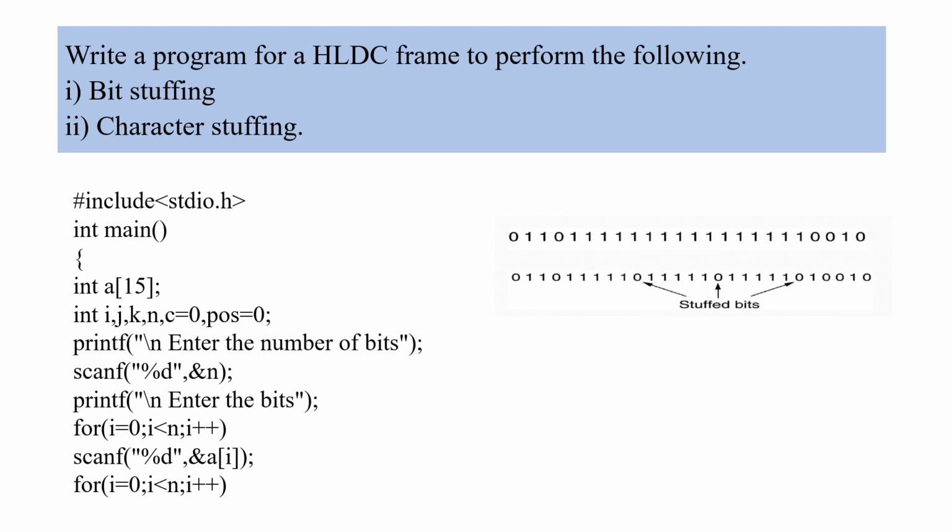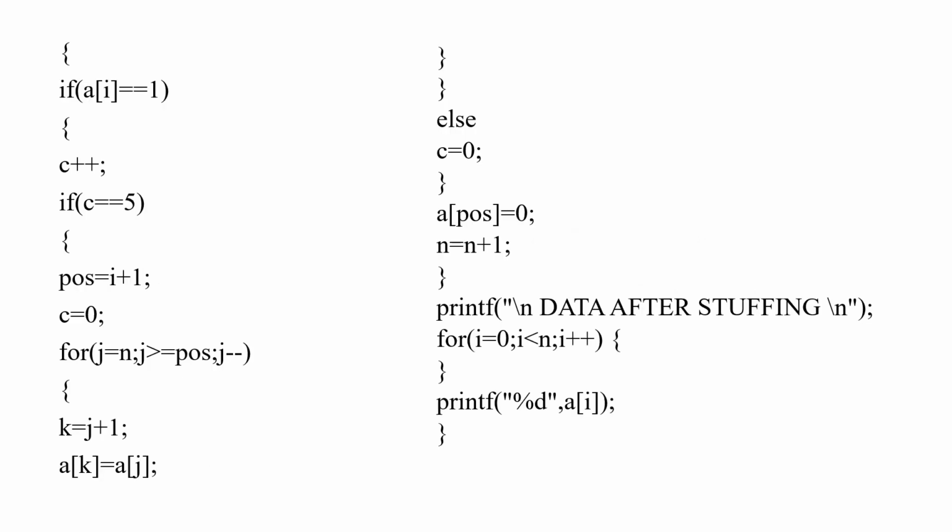After that, you go for a loop: i equal to 0, i less than n, i plus plus. Here i equal to 0 is the zeroth bit, so you satisfy the loop and that bit is read by scanf. And again you give a for loop: i equal to 0, i less than n, i plus plus.